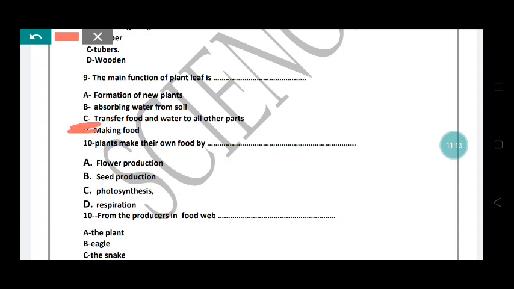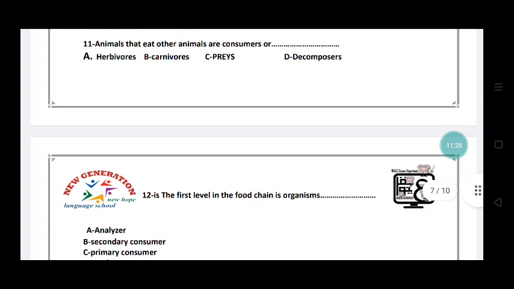The main function of the plant leaf is making food. Super. Plants make their own food by photosynthesis. Super. The producer in the food web: the plants. Excellent, Grade 5. Animals that eat other animals are consumers or decomposers, preys, carnivores, herbivores?